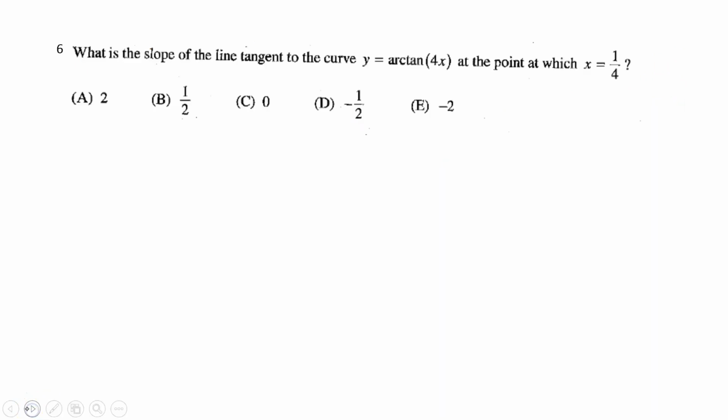I think we got one more. What is the slope of the line tangent to the curve y equals arctan, that is tan inverse, of 4x, at the point at which x equals 1/4?